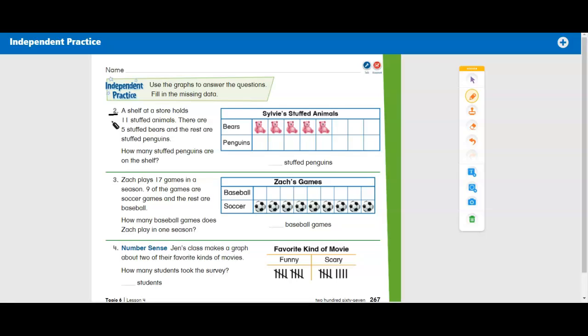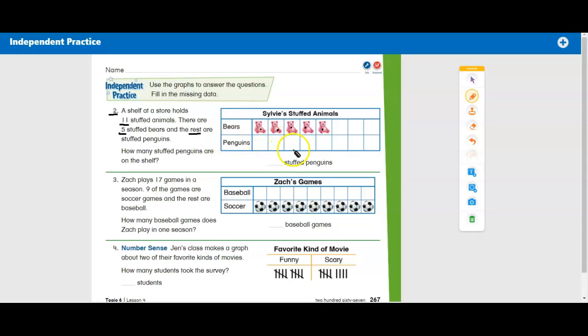To begin working with these problems, you need to see how many total stuffed animals there were. It says there are 11 stuffed animals, that 5 are stuffed bears, and the rest are stuffed penguins. So in your picture graph, we see the 1, 2, 3, 4, 5 stuffed bears, but there are 11 stuffed animals total. So how many of those stuffed animals are penguins?